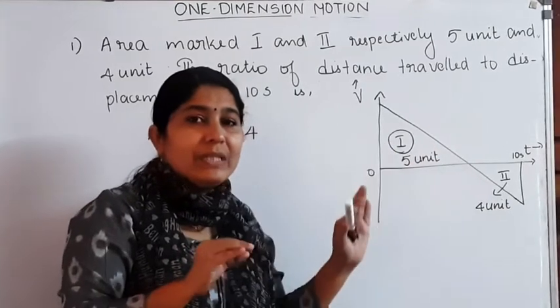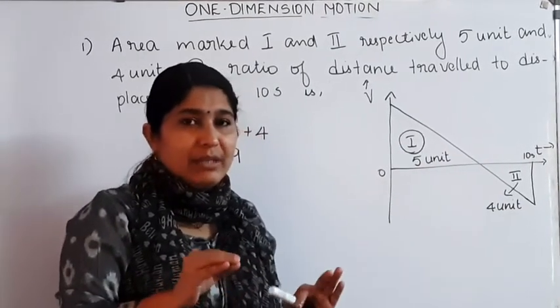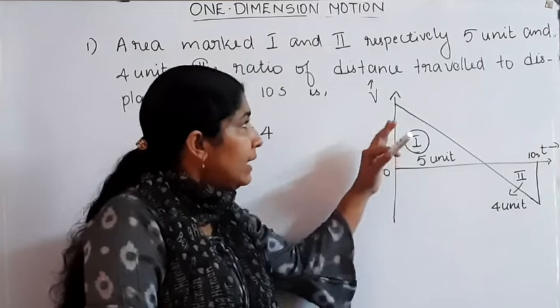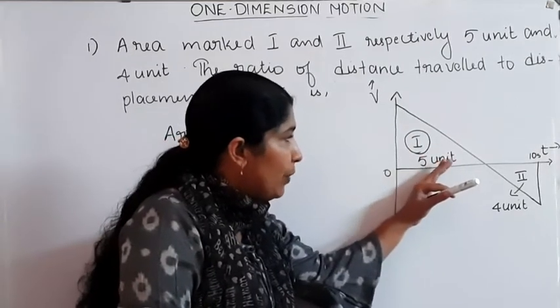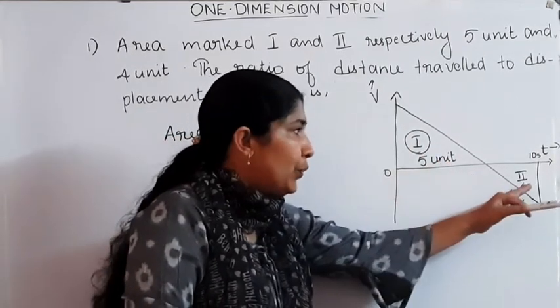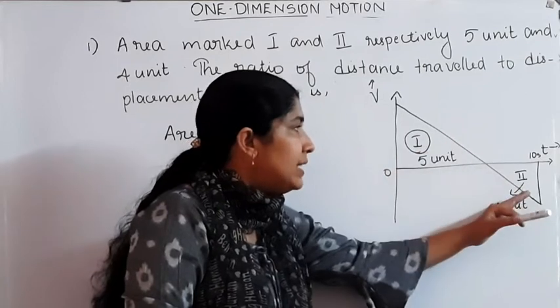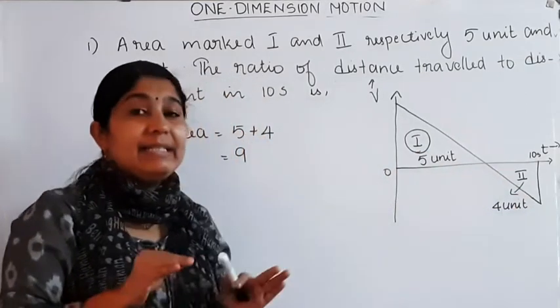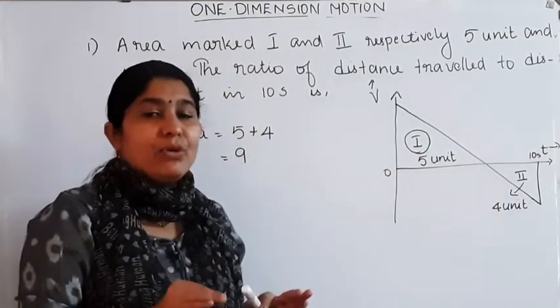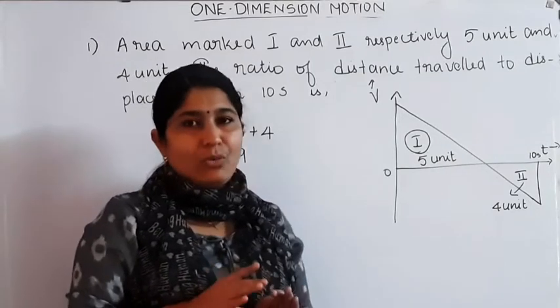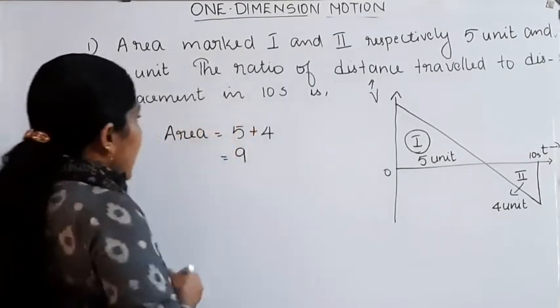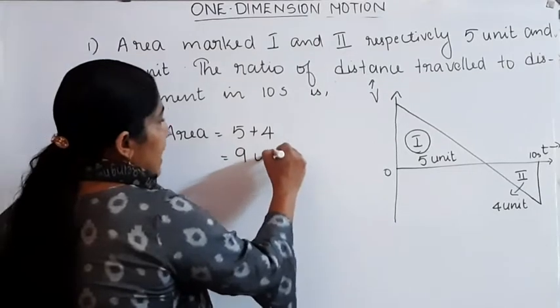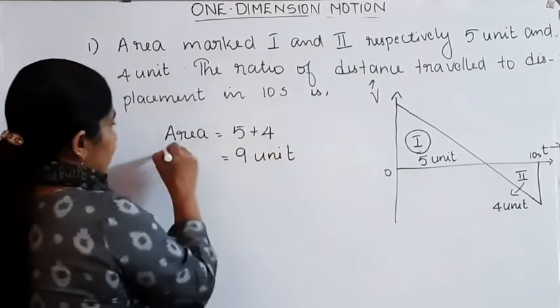The area under the velocity-time graph gives distance and displacement. Here the area is 5 units and here it is 4 units. Then 5 plus 4 is equal to 9 units, which is the distance traveled, because distance is a scalar quantity. Here 9 units is the answer for distance.